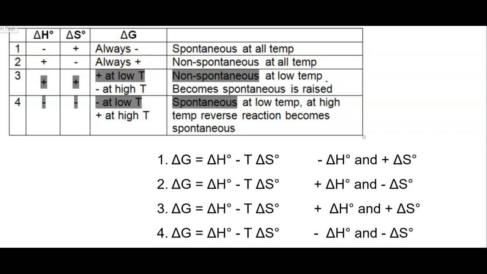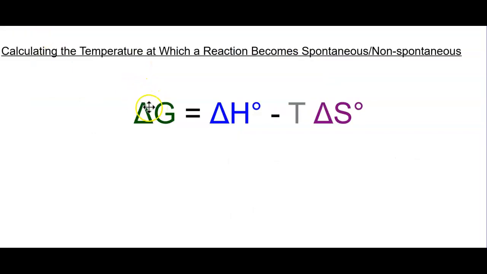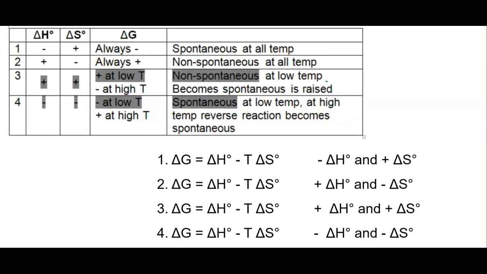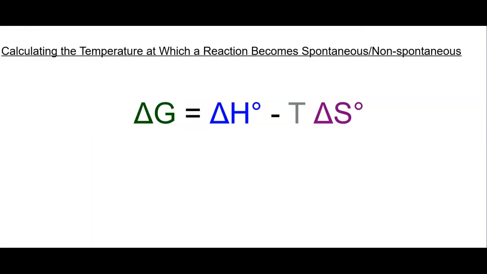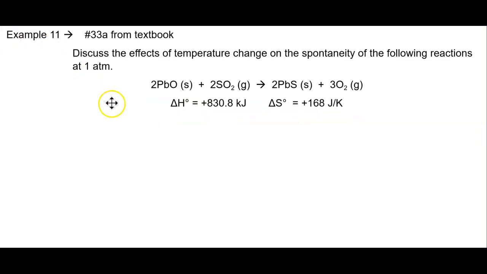Let's explore a little deeper. Here we have a formula, delta G equals delta H minus T delta S. We have used this before. We're going to use this to analyze, and the math in the grid back here, to figure out how to predict what we think will happen and at what temperature. This is example 11 or 33A from your textbook. We have discussed the effects of temperature change on spontaneity of the following reactions at 1 atmosphere. So that's standard pressure. Now we're going to evaluate what our signs are for H, S, and G.